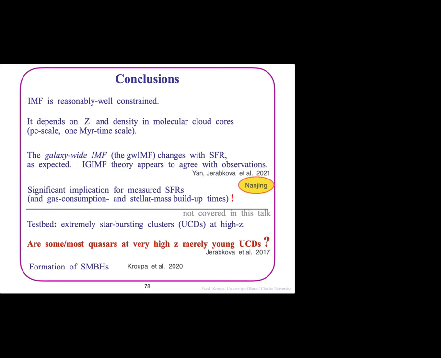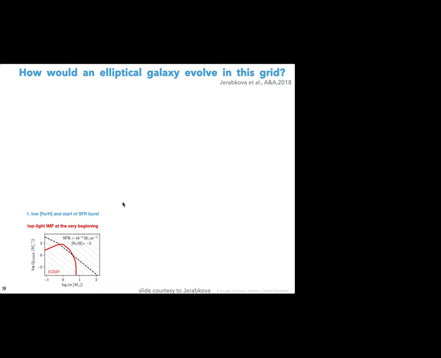You're referring mostly to elliptical galaxies, right? One sees that in elliptical galaxies, the mass function appears to be bottom heavy at high metallicity largely. It seems to be a fairly strong effect. There are observational issues, but I could quickly mention this, which is a consequence of the calculation of the IGIMF, how an elliptical galaxy forms at very high redshift. This is a slide taken from Yan, Jerabkova et al., from this paper here.